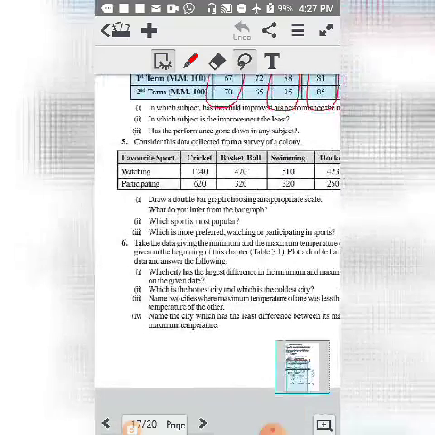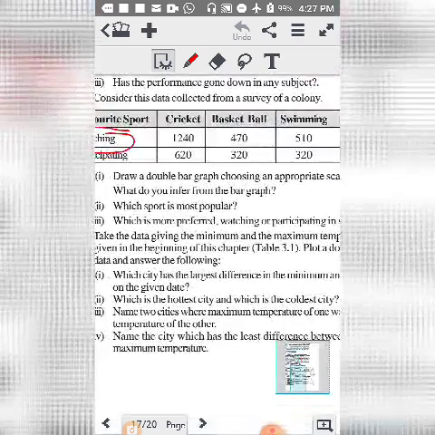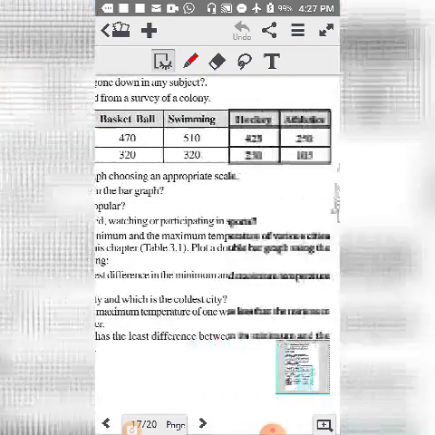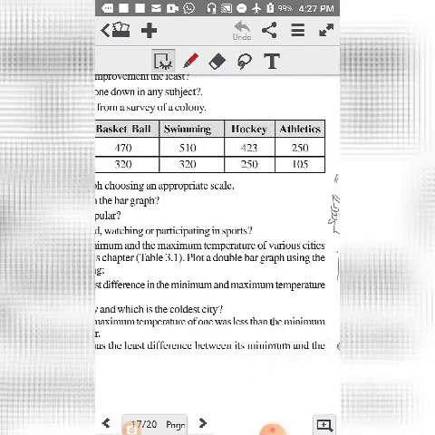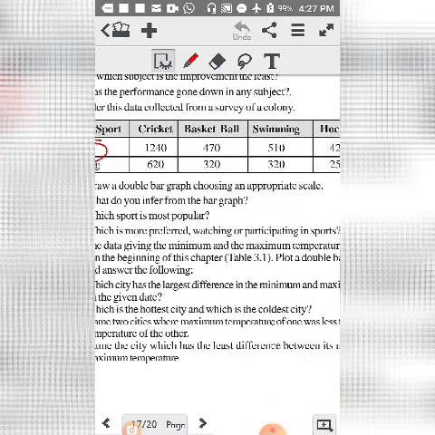The number of people who are watching is more in each game. The number of people who watch is more, and the number of people who play is less. And this is how we read the bar graph.